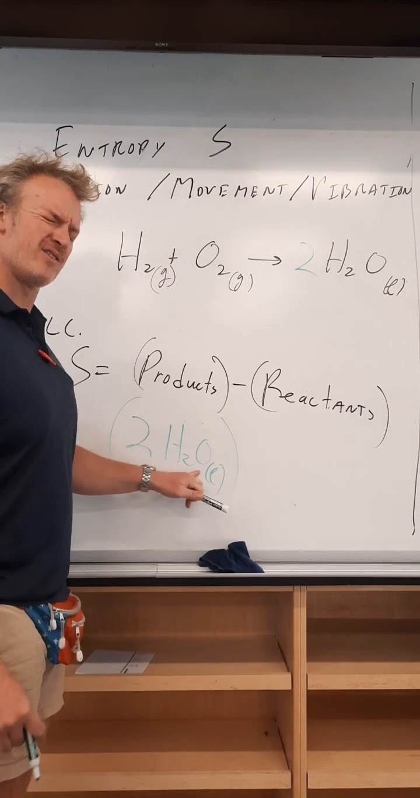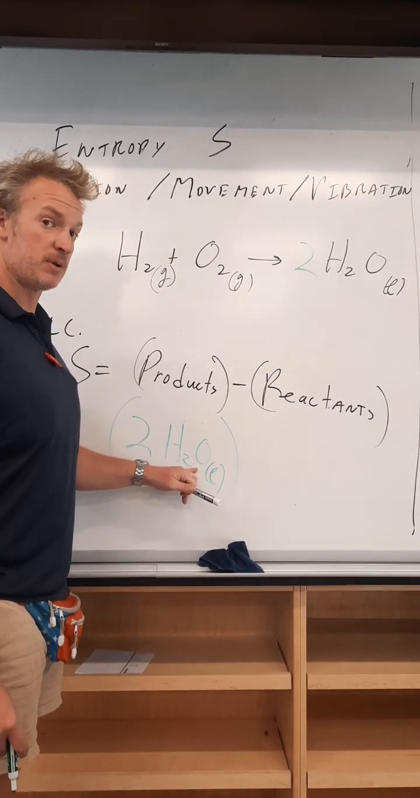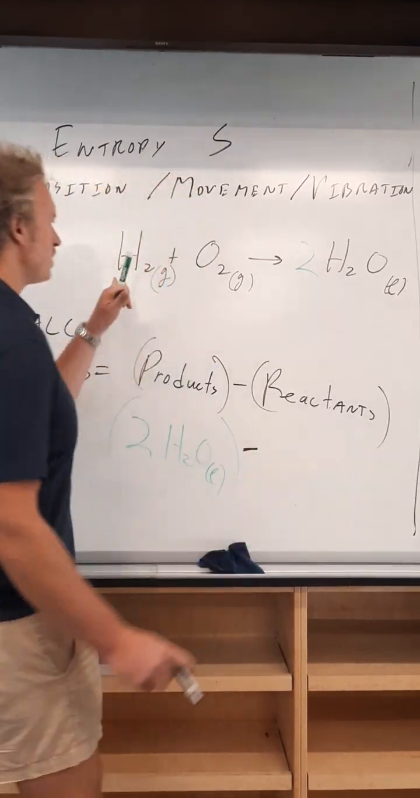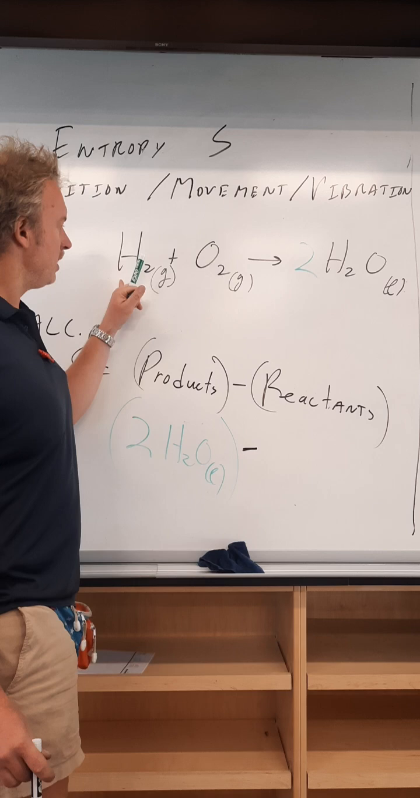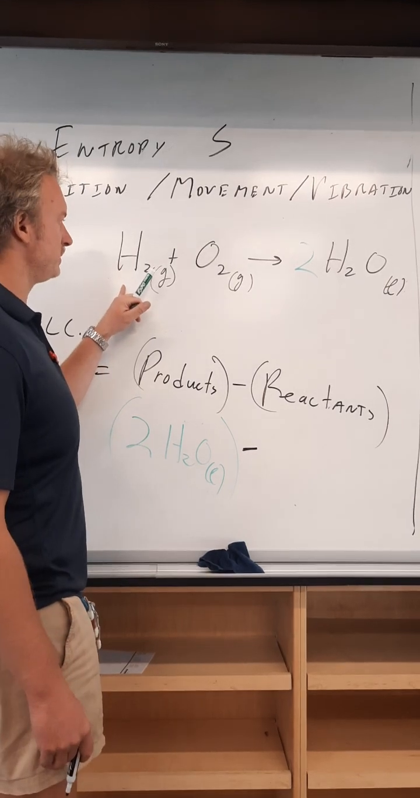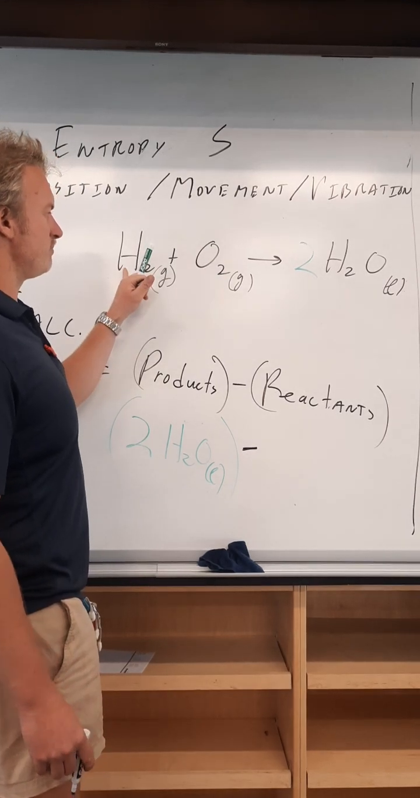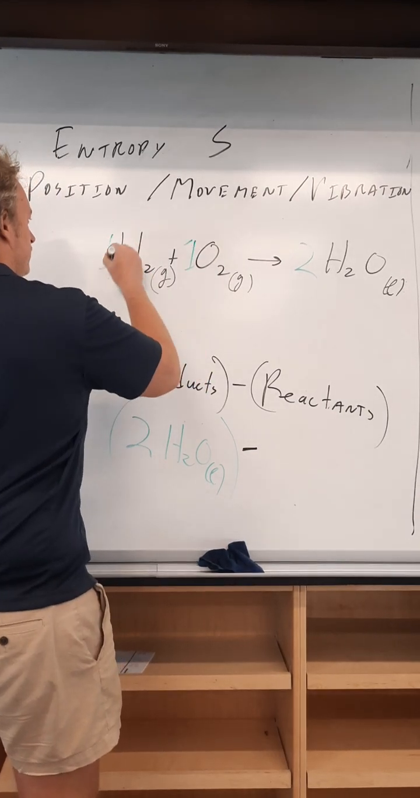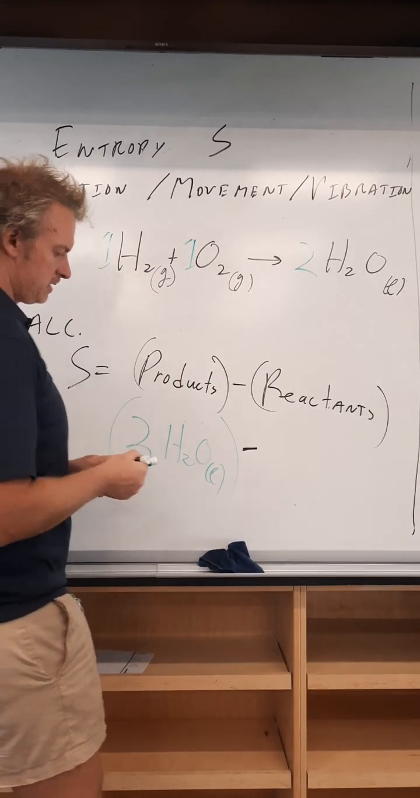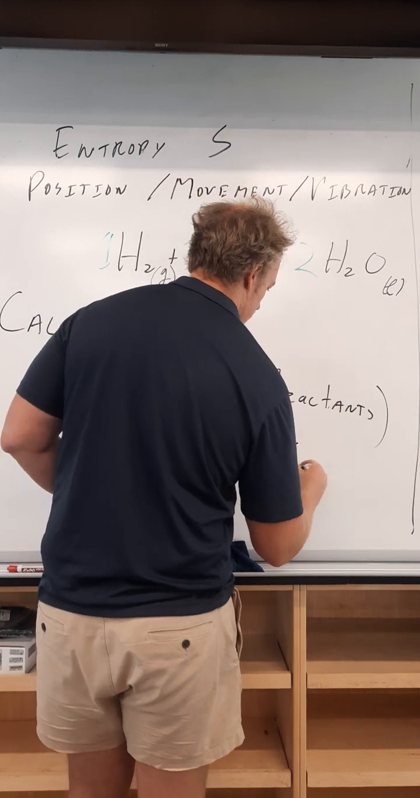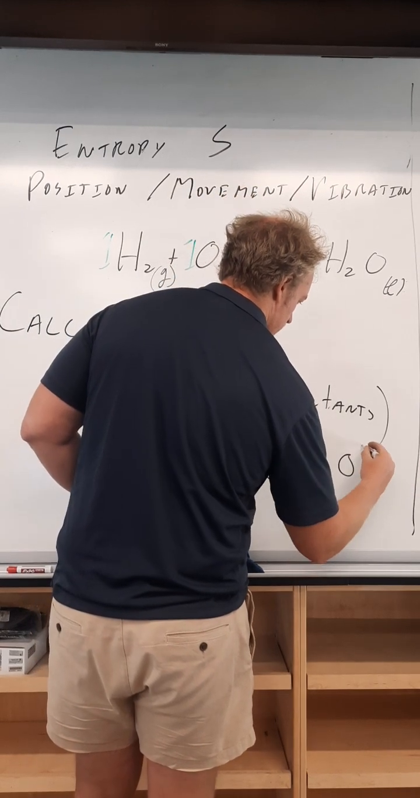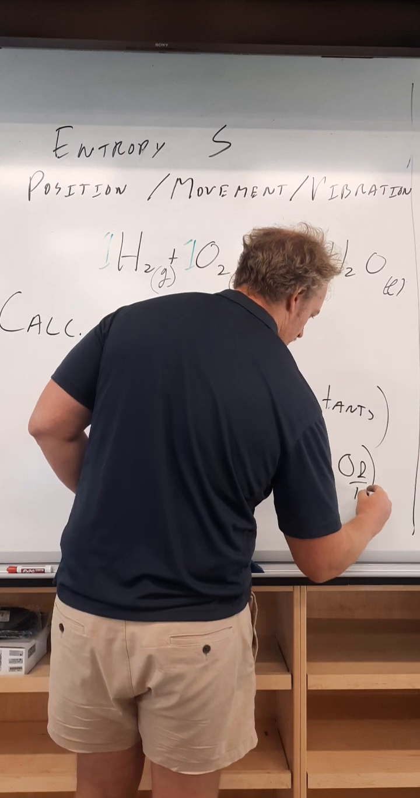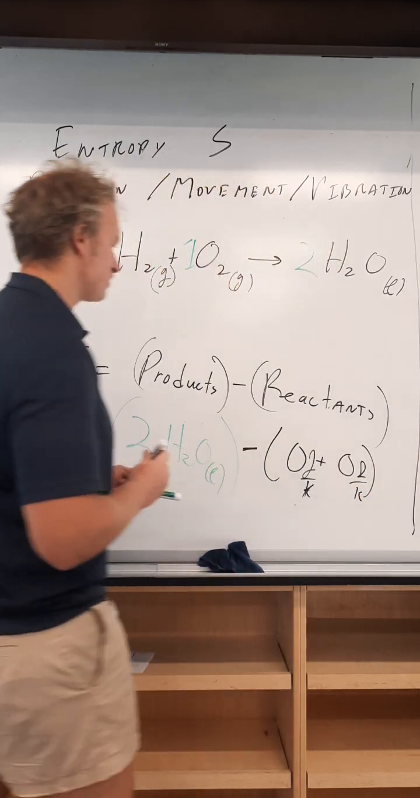I don't know what that number is off the top of my head, but that would be looked up off the table. And then minus whatever these numbers are for the reactants. These are probably 0, but I don't know what they are. These are just multiplied by 1. So the reactants are going to be 0 plus 0 joules per Kelvin, because those are the units for entropy here.